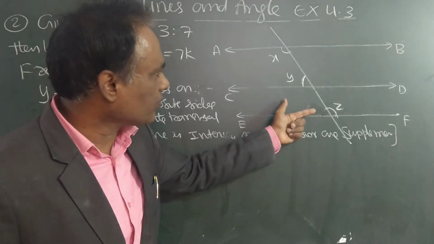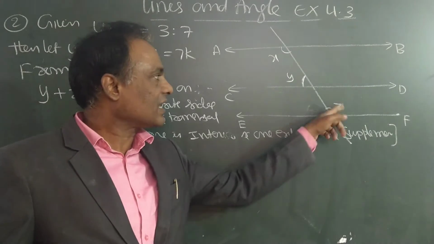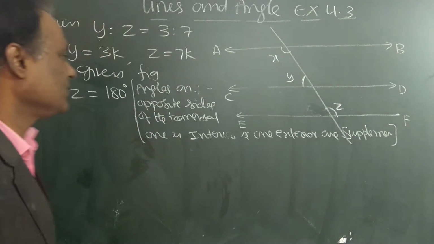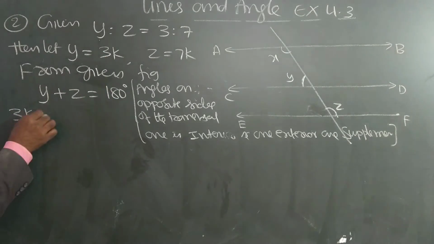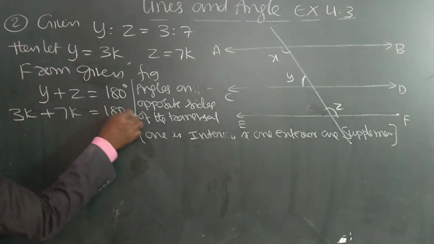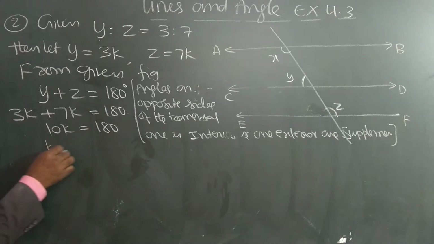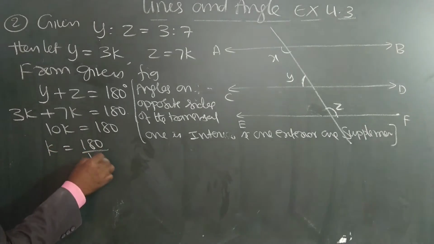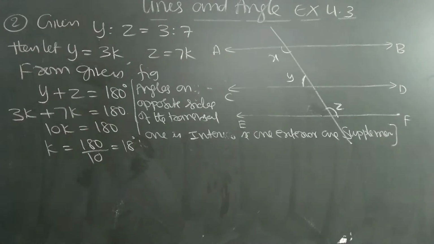Or these two are corresponding angles, this is y means this is also y, then y plus z, total angle on a straight line is 180 degrees, like that. So y plus z is equal to 180, y is 3k plus z is 7k, don't write 180. So total 10k is equal to 180 degrees, k is equal to 180 by 10 is equal to 18 degrees. K is equal to 18.